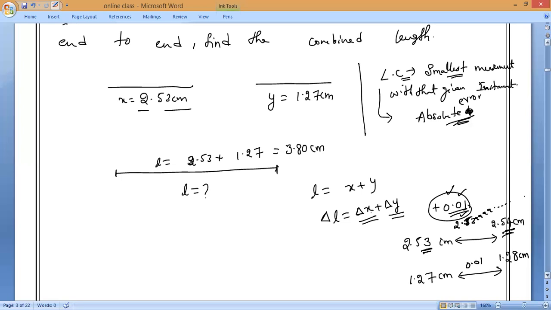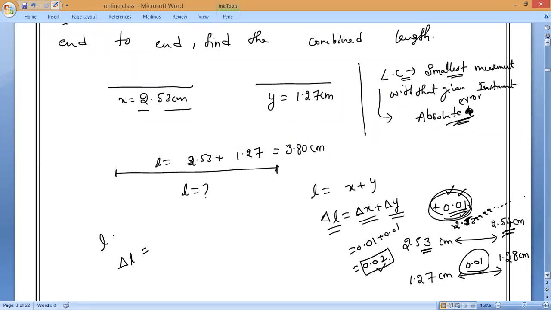Now if you add both errors, delta x plus delta y, 0.01 plus 0.01, how much is it? 0.02. Delta x is this one, let me take this length has 0.01 absolute error. Here also the absolute error delta y is 0.01. Then the total sum, delta L, is equal to 0.02 centimeters.